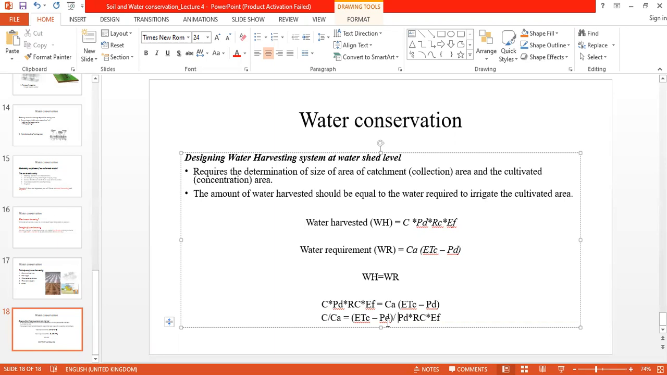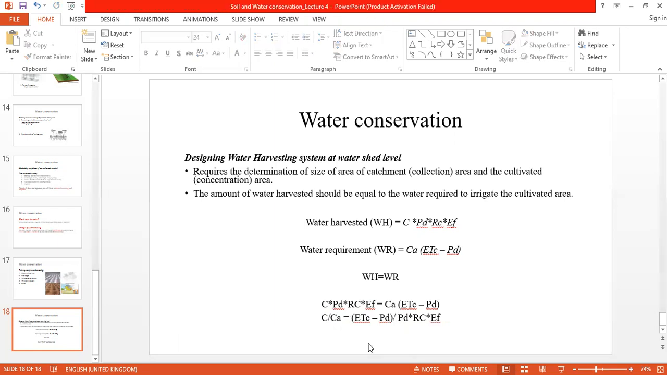Once you come up with this ratio, the implication is, for example, if we find that this ratio is 0.5, it means that when you have your farm, which is 100 hectares, 50-50, you should grow on 50 and then harvest water on 50.